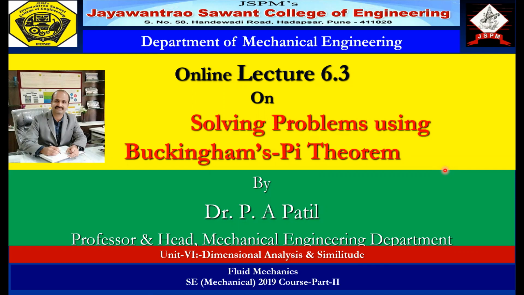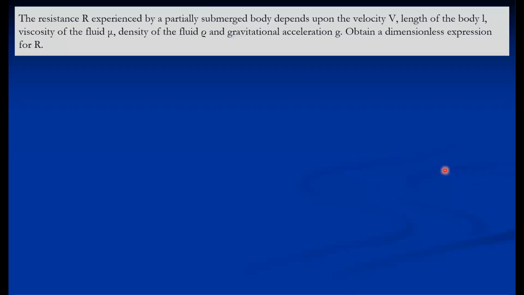Now in this session, we are going to see step by step how to develop a correlation, how to develop an equation using the number of variables. So we will see all these steps with the help of a numerical also. So this is a numerical: the resistance R experienced by a partially submerged body depends upon the velocity v, length of the body L, viscosity of the fluid mu, density of the fluid rho, and gravitational acceleration g. Obtain a dimensionless expression for R.